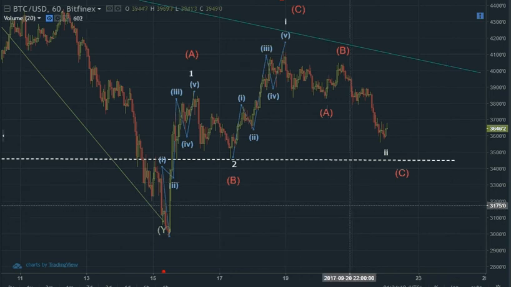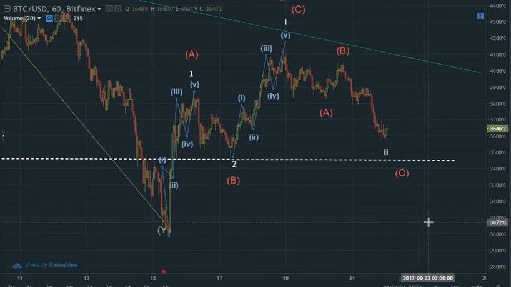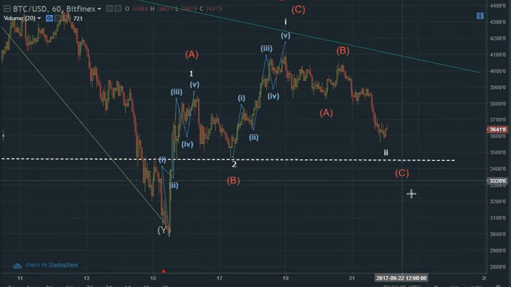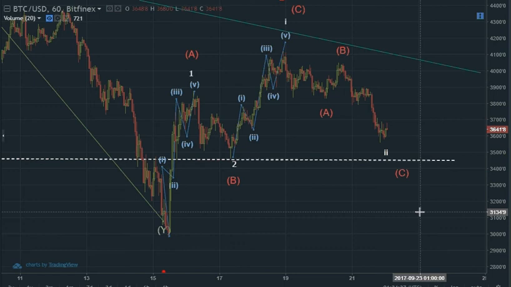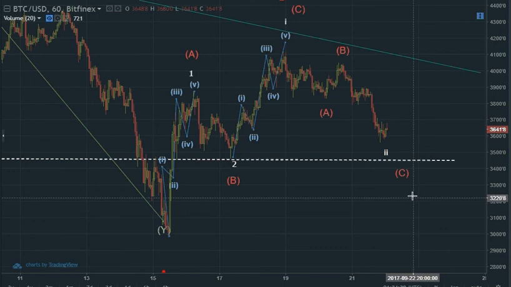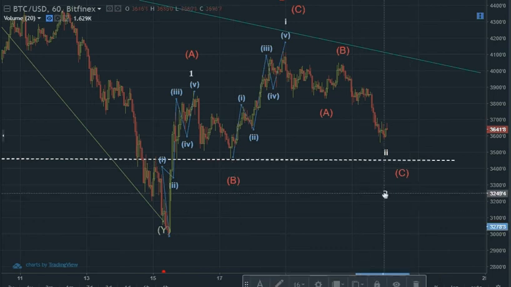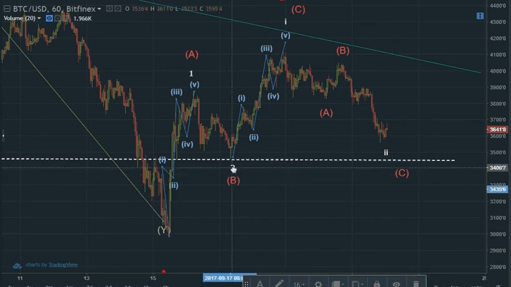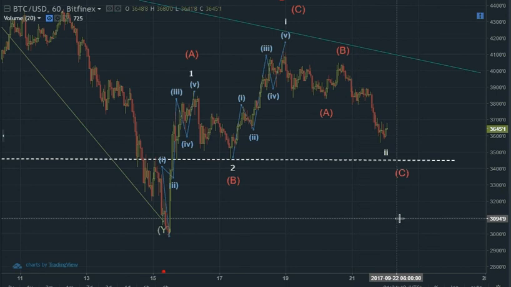Now I am pretty much aware of every possible count that's out there. I can call this 1, A, B, C expanded, where this will be 2 then. And that's another possibility. But I've always said possible and probable are not the same.